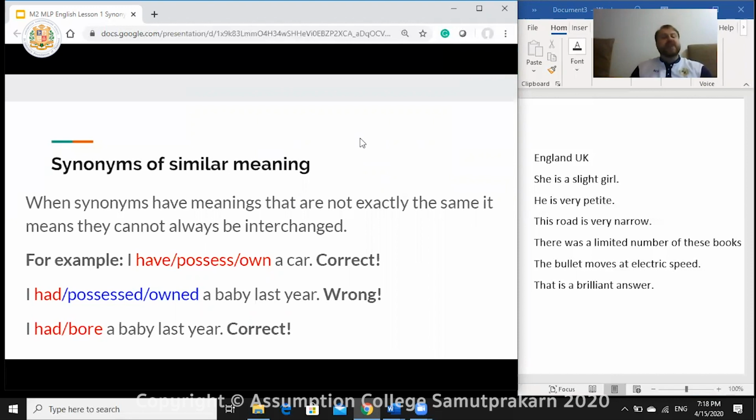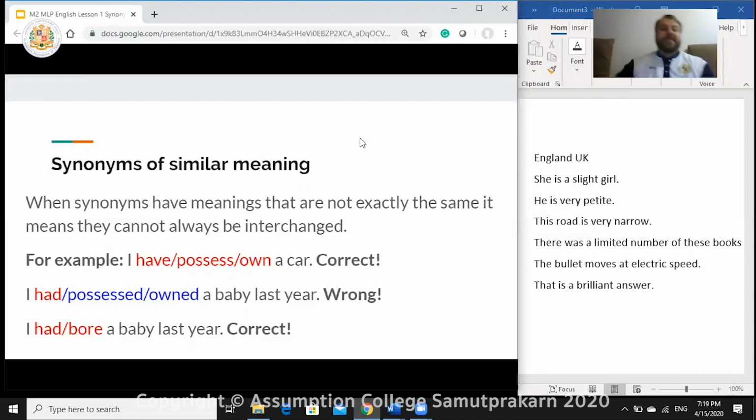But let's try and use had in a different way. I had a baby last year. Now let's try and use possessed and owned instead of had here. You can't. It doesn't have the same meaning. You cannot say, I possessed a baby last year, or I owned a baby last year. It doesn't make sense. In this example, these synonyms can't be interchanged. Possessed and owned have a more specific meaning than have does.